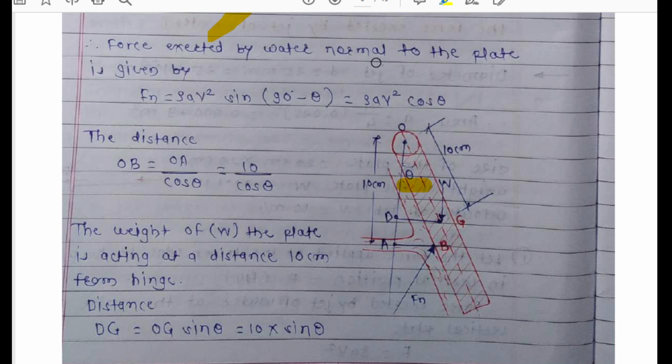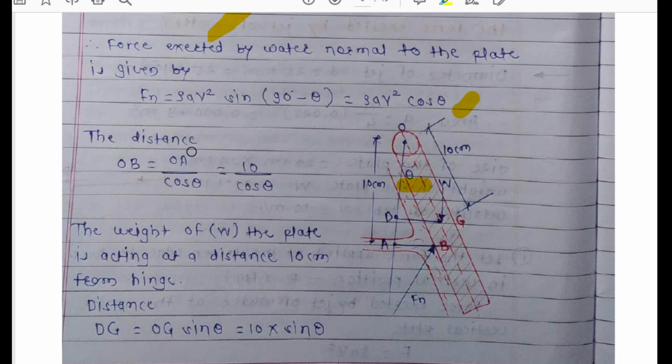Now the force exerted by the water normal to the plate will be equal to Fn. Fn equals rho a v square sine of 90 minus theta. That means rho a v square cos of theta. The formulas are repeatedly appearing here. Put the values of all the quantities, but firstly, theta is not given, so we have to convert this cos theta into some numerical values.